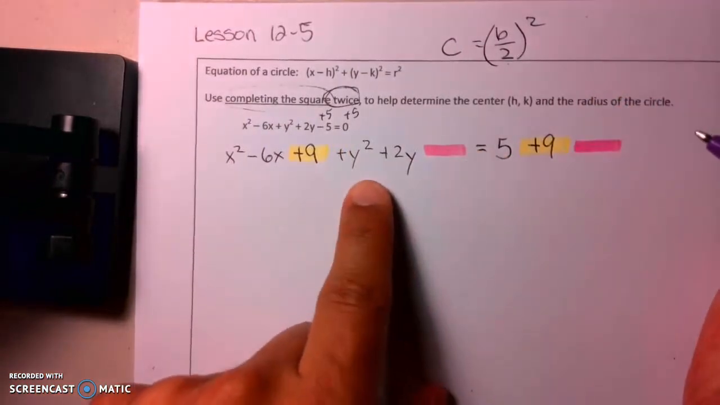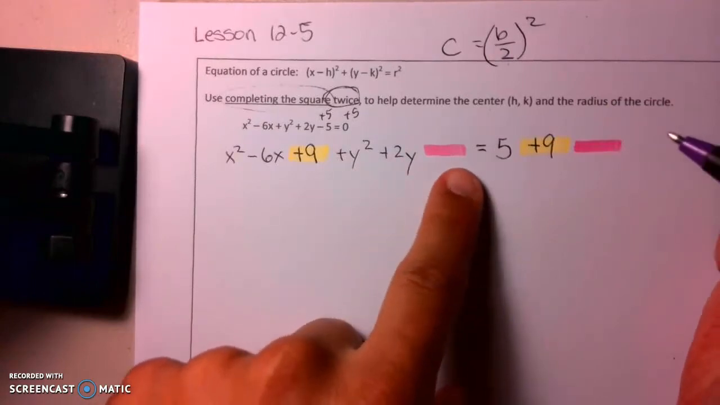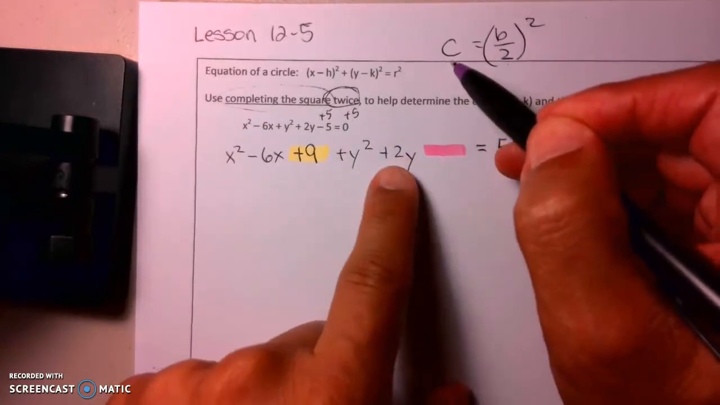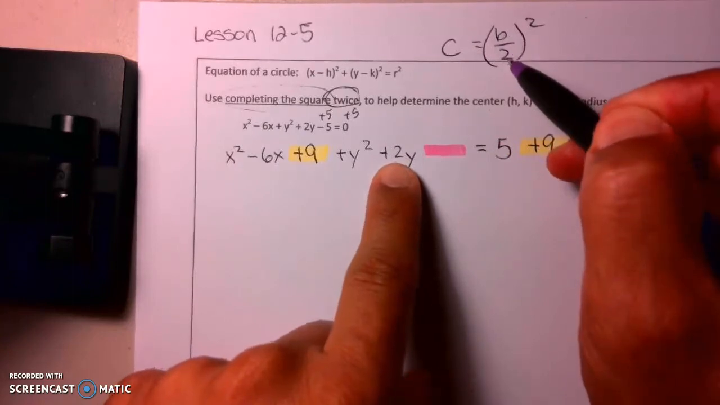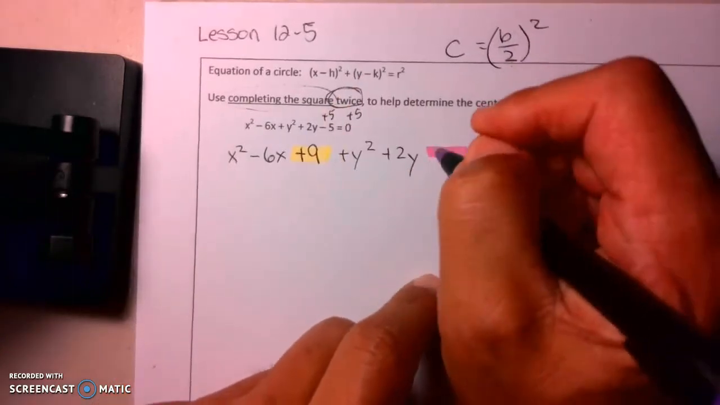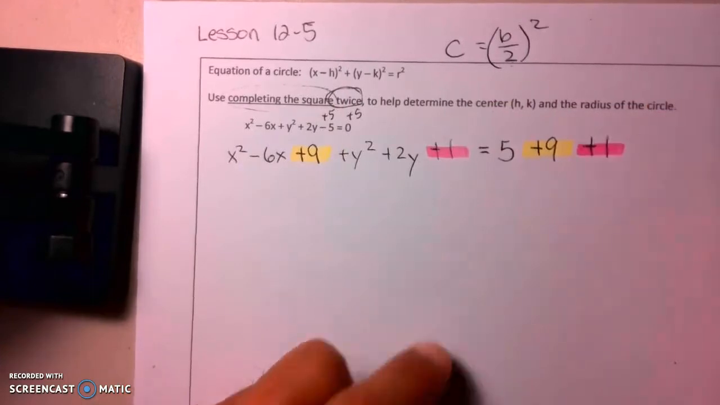Now let's look at the y portion. Here's the c value that we're going to try to figure out. You take the b value, which is 2, divided by 2. 2 divided by 2 is 1. 1 squared is 1. So we'll put a +1 here.